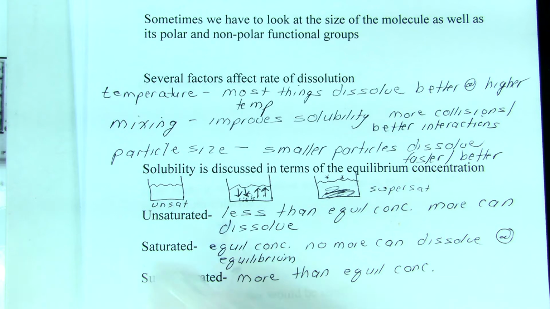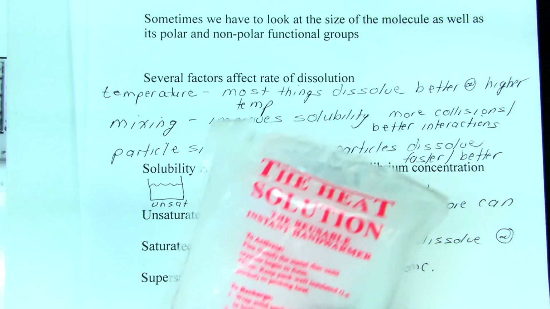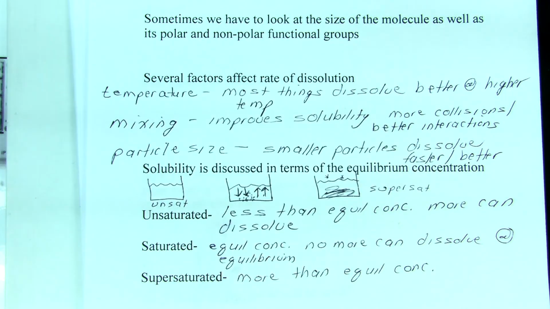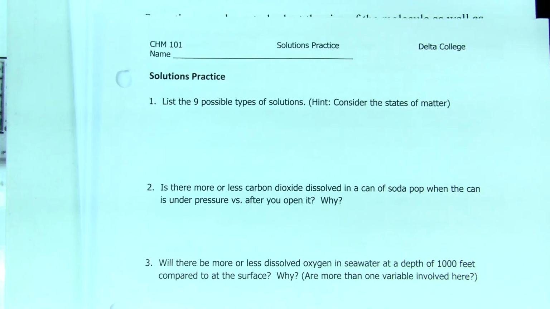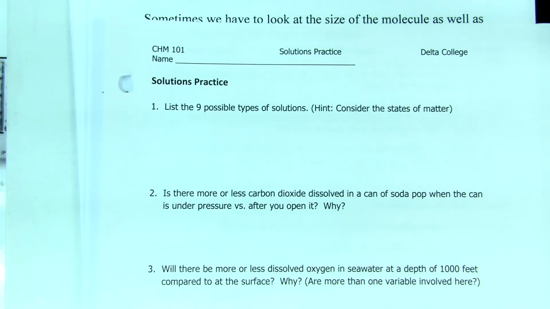So a really nice example of some chemistry in everyday life. So now, if we look at some questions to sort of reinforce this learning, what are the possible types of solutions? This says there's 9. What are they?